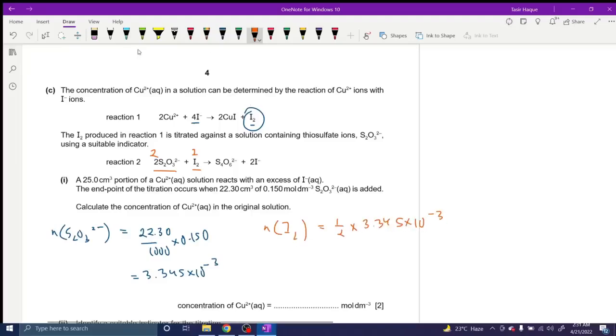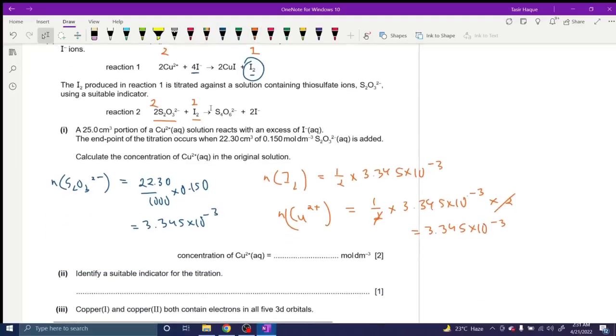Now look at this. The molar ratio of iodine to copper is 1:2 again. So what's the number of moles of copper going to be? Half into 3.345 into 10 to the power minus 3 into 2. So this 2 and 2, we can cut them off, and we end up with this value, 3.345 into 10 power minus 3.